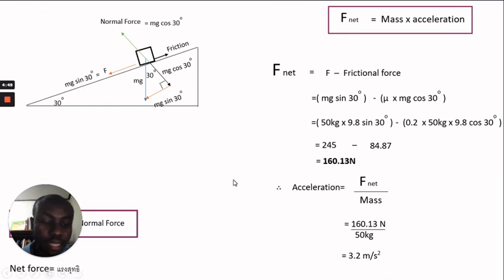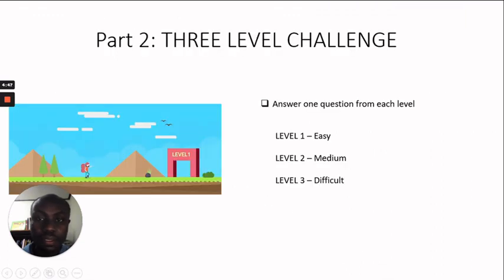Now, for the next part of our class, this is the 3-level challenge. There are 3 different types of questions around the classroom. I want you to go to each level and answer one question. Level 1 is easy. The questions are a bit easy. Level 2 is medium. Level 3 is difficult. Good luck.